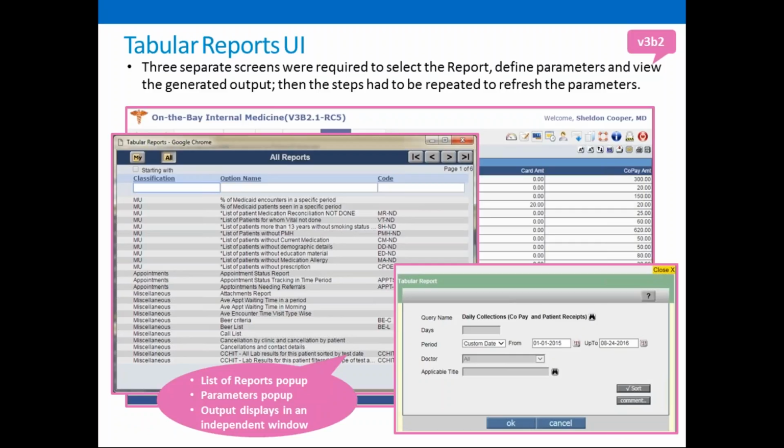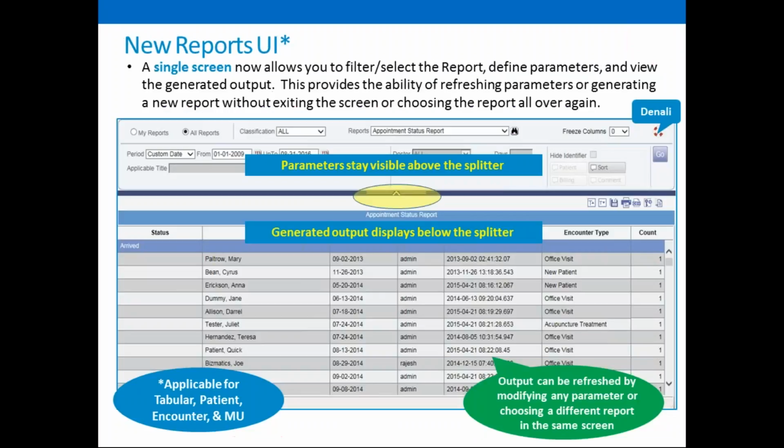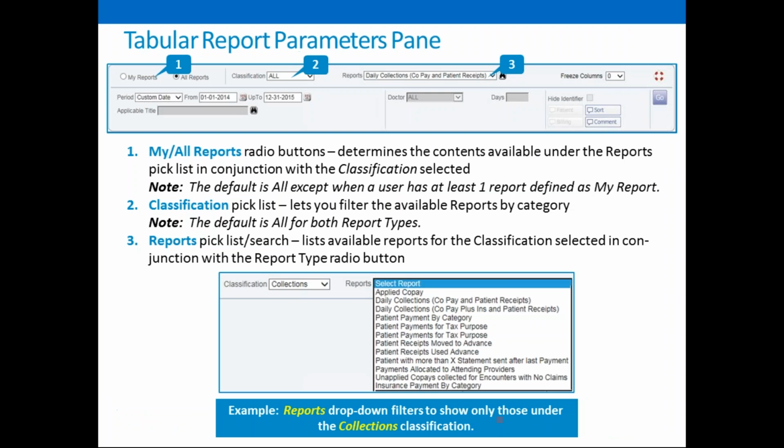So we've simplified it now by taking those 3 separate windows and turning it into a single window. There's now a splitter in the user interface so that the header above, where you define your parameters, stays static, and then the output below can refresh based on the parameters you refresh up above. So that top line, 1, 2, and 3, is basically your report's catalog.